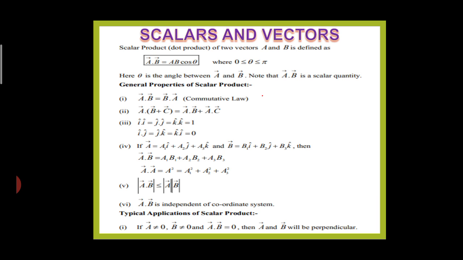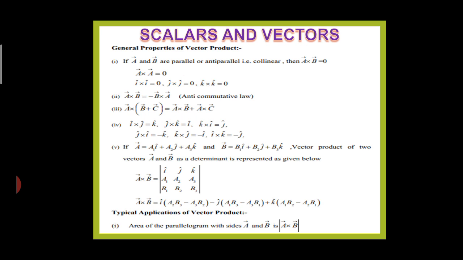Next, typical applications of the scalar product. If A is not equal to 0, B is not equal to 0, and A dot B is equal to 0, then A and B are perpendicular. Now, these are the general properties of the vector product.